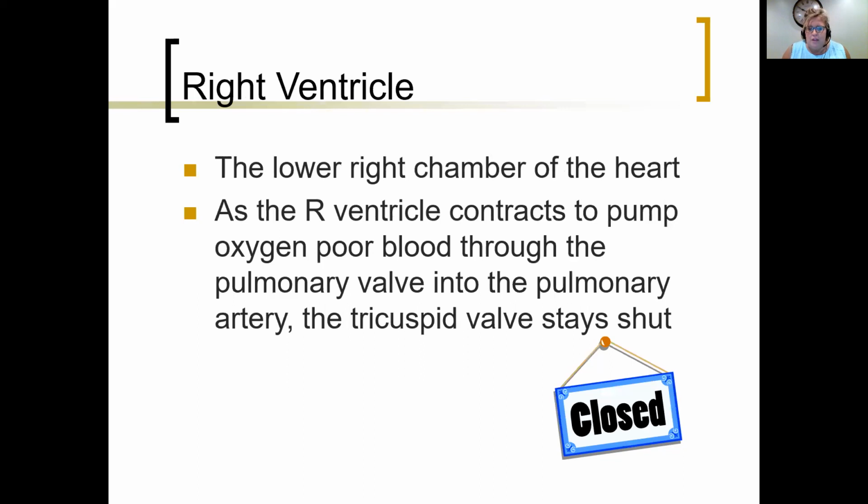And while this is happening, while that ventricle is contracting, the tricuspid valve stays shut. So it opens up to let the blood go from the right atrium to the right ventricle. When the right ventricle contracts to move it into the pulmonary valve, that tricuspid valve stays shut. If it didn't stay shut, or if there's something wrong with the valve, that blood, instead of going to the lungs where it can get rid of carbon dioxide and pick up oxygen, would stay oxygen poor because the blood would just get pushed back up into the right atrium.